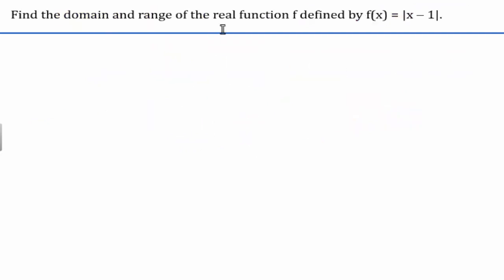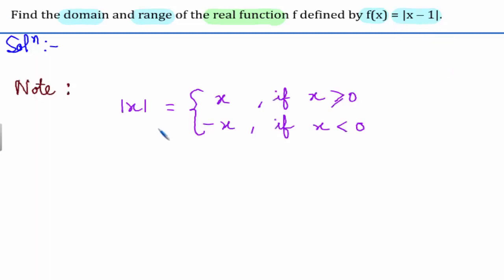In this question, we have a real function f defined by f of x is equal to mod of x minus 1. You need to find the domain and the range of this function. Let's begin the solution of this question. Now, before proceeding with the solution, let us understand what is modulus function. Mod x is given by x if x is greater than or equal to 0 and minus x if x is less than 0. That means a modulus function is always non-negative.